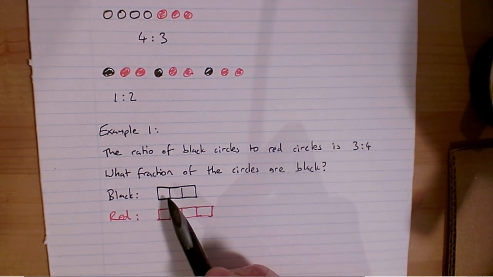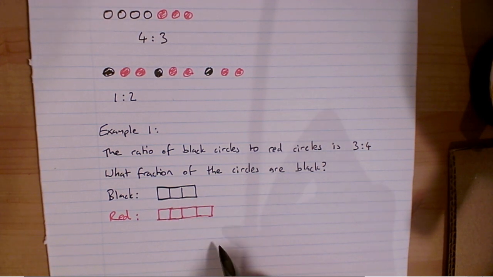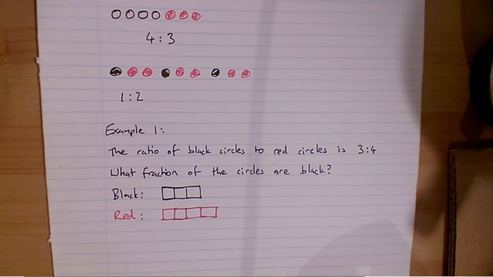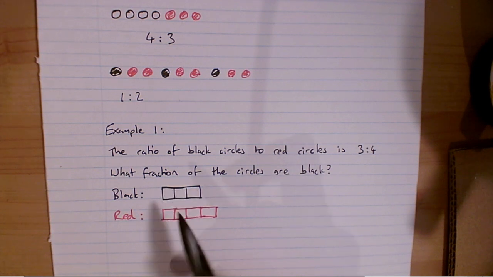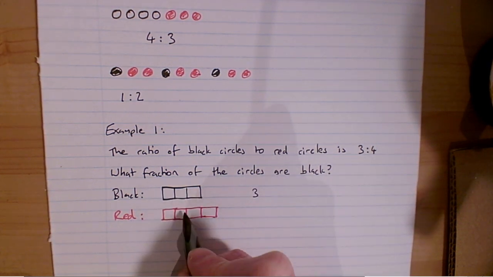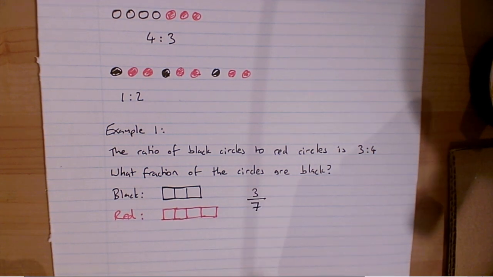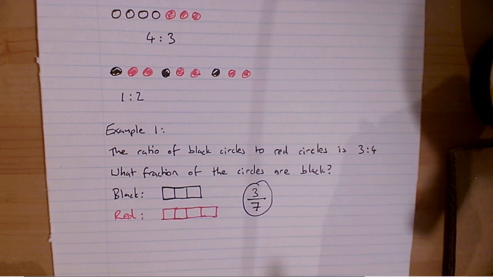So the important thing about this, which will be really useful later on, is I've lined up these squares and they're all the same size. So for every 3 black squares, 3 black circles, there are 4 red circles. What fraction are black? Well, there's 3 black. And in total, there's 1, 2, 3, 4, 5, 6, 7 boxes in total. So the answer is 3/7.